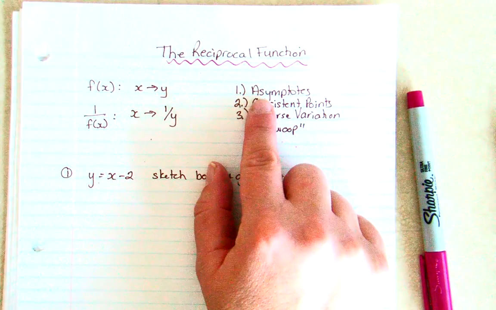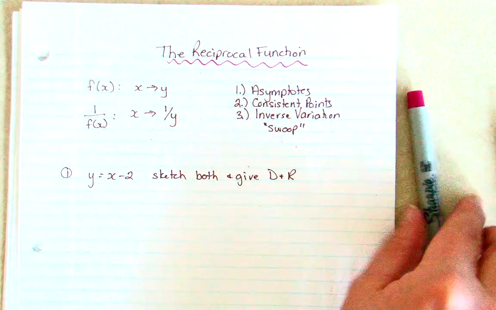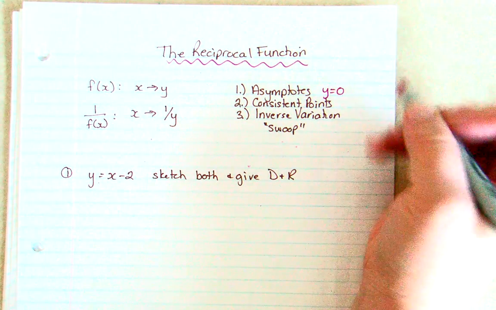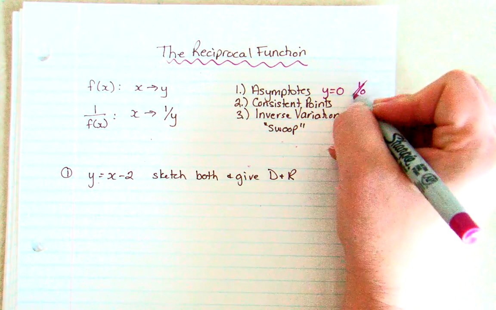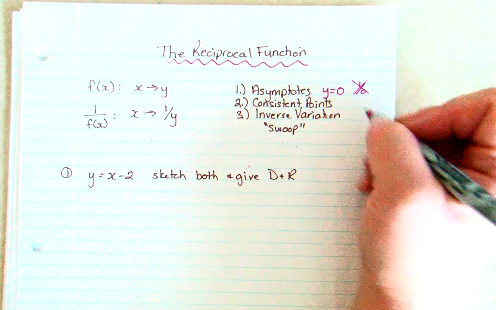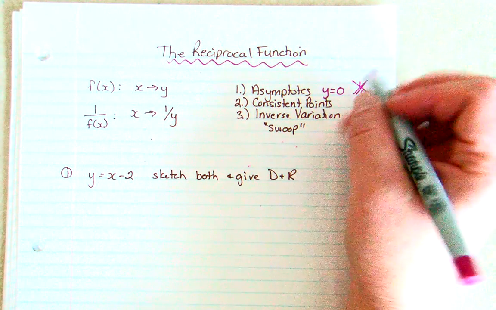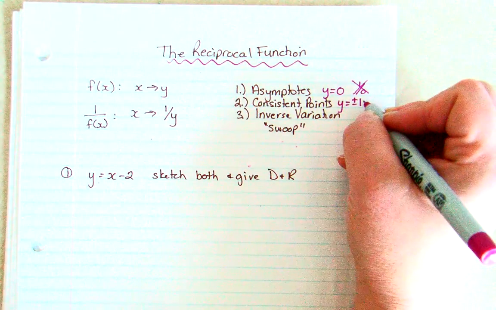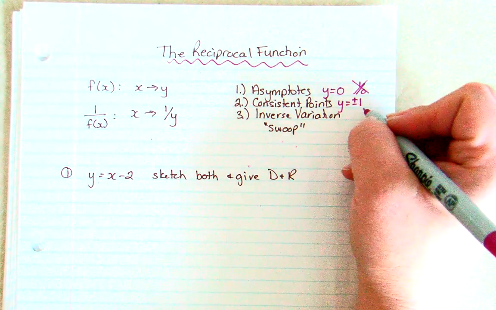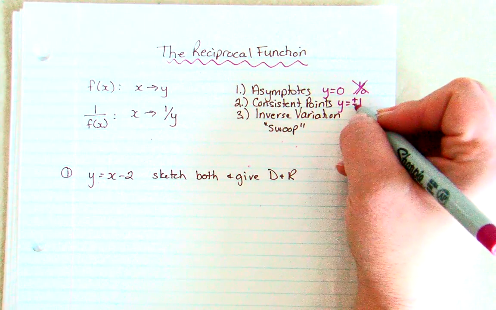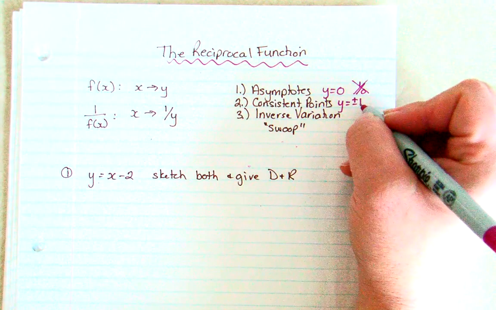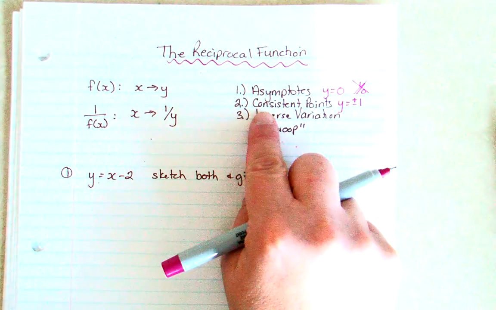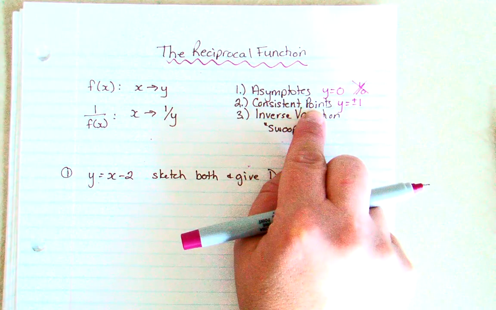Because we're looking at 1 over, we're going to have asymptotes, because anywhere where the original had a height of 0, 1 over 0 is undefined, therefore we will have an asymptote. We're going to have consistent points, because the reciprocal of positive 1 is 1 over 1, which is still positive 1. The reciprocal of negative 1 is 1 over negative 1, which still equals negative 1. So by consistent points, we literally mean they will not change.